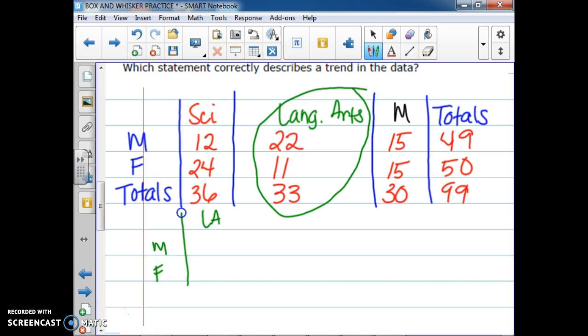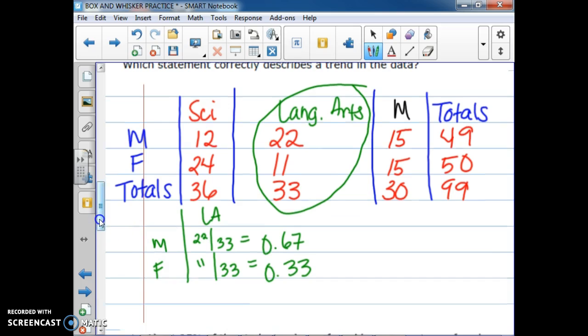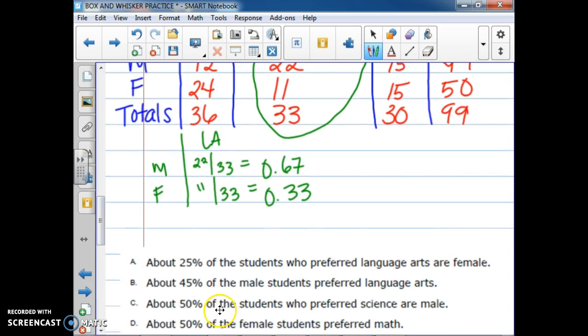Okay, but I'm going to make it a percentage table. All right, so the percentage of males that like language arts is going to be 22 divided by 33, which is going to give me approximately 0.67, which is 67%. Okay, for females, I'm going to take 11, divide that by 33. Okay, and that's going to give me approximately 0.33, which is 33%. Now our answer choice says that 25% of the females preferred language arts. So A is incorrect.